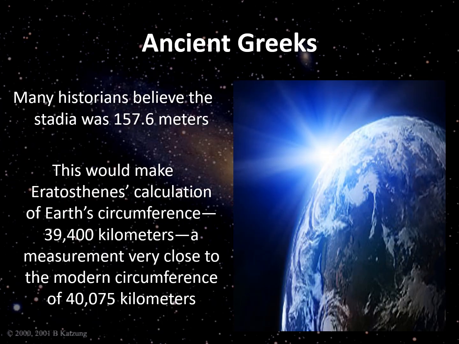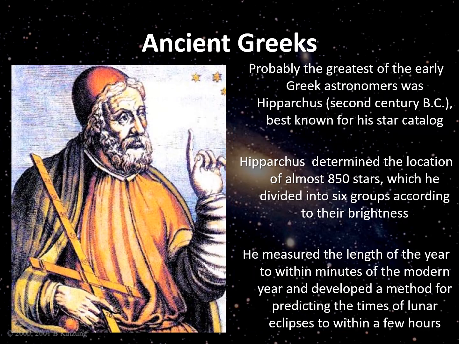Many historians believe that the stadia was 157.6 meters, and this would make his calculation come out around 39,400 kilometers, which is incredibly close to modern circumference measures of 40,075 kilometers.